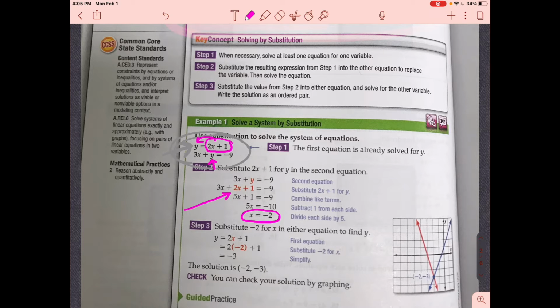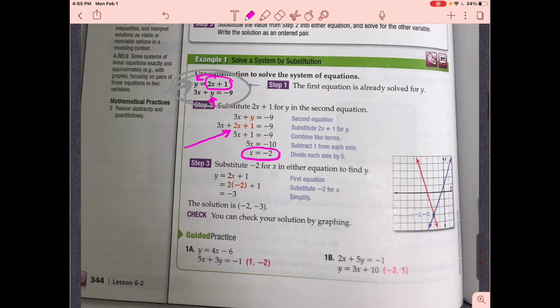So once we know that x is -2, the next step is that we need to use one of our equations, and in this case they've chosen y equals 2x plus 1. Because we know that x equals -2, we need to plug that in and then solve, and we know that y equals -3. And so we have the pair of numbers, the x and y coordinate, -2 and -3, that give us the answer to where our lines cross.